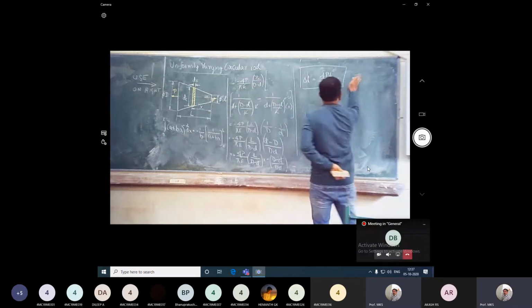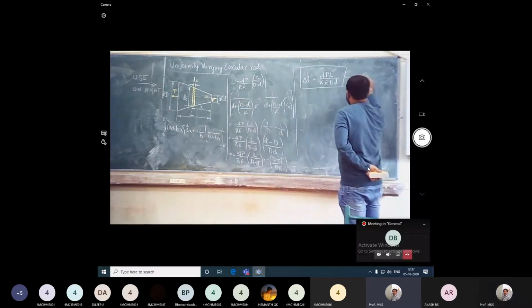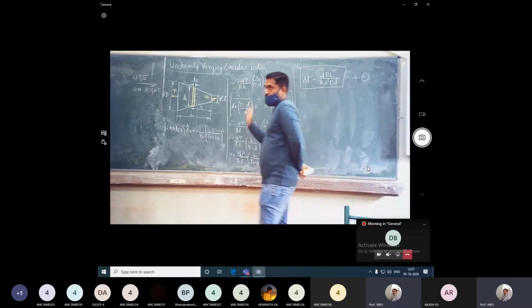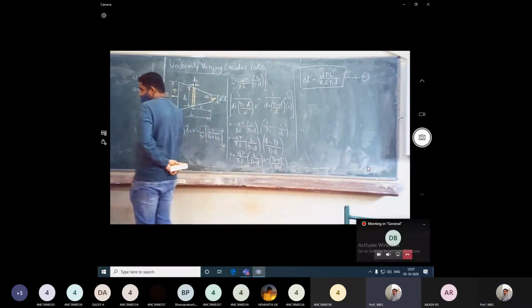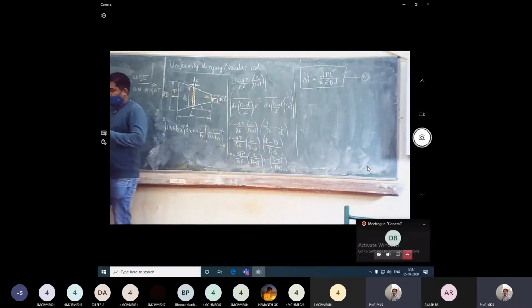This is the final expression for change in length of tapered rod. Remember that equation, note down the equation. If you are writing, as I told you, you need to write the equation, otherwise you will forget. Right? So it is 4PL by pi E capital D into small d.